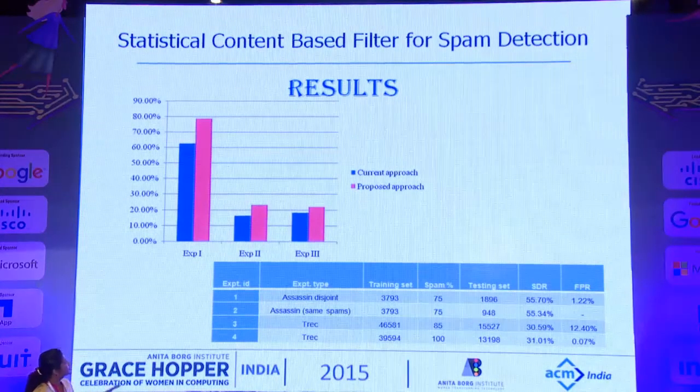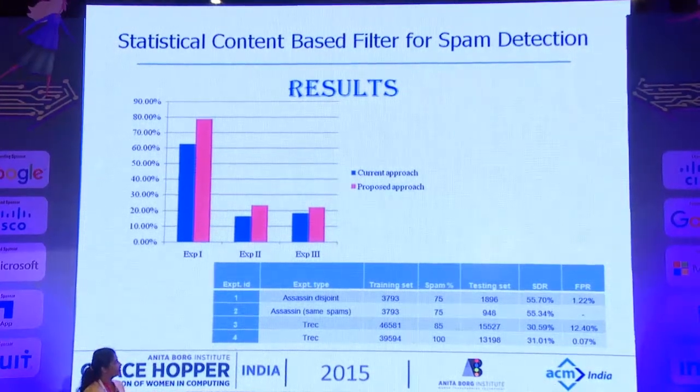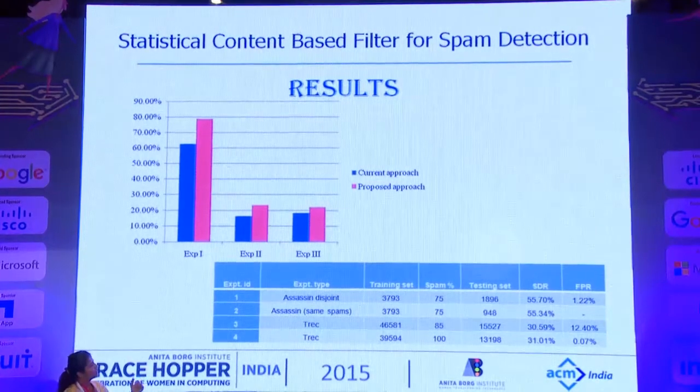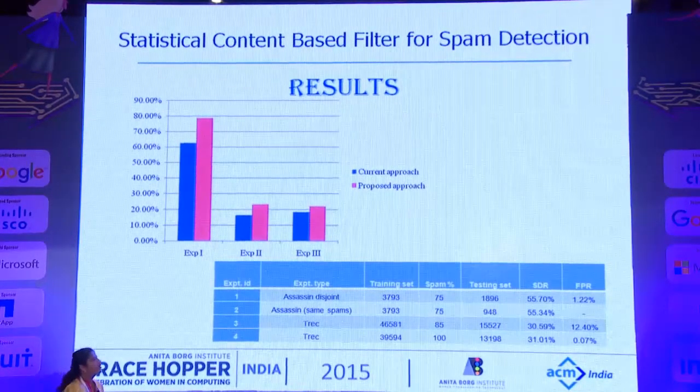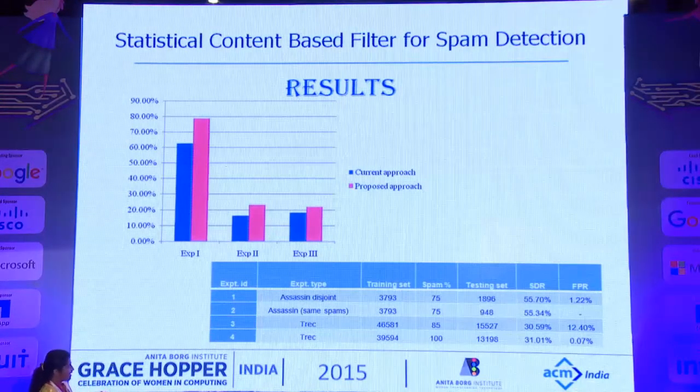In my second experiment set, where there are multiple spam emails, we are just checking how this algorithm or tool works. So when my training set is 3793 emails, the spam detection is 75%, and my SGR rate is 55.34%. But there is no FPR, obviously, because it's on the trained set. We did similar experiments using multiple folders.